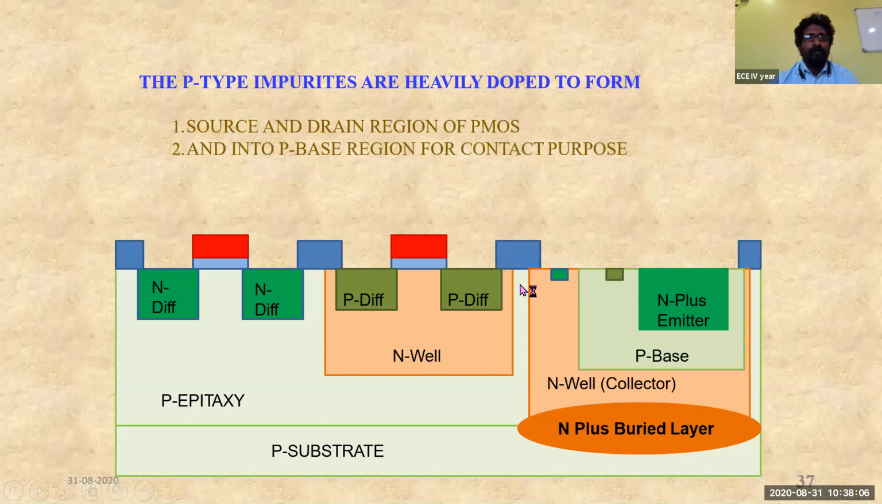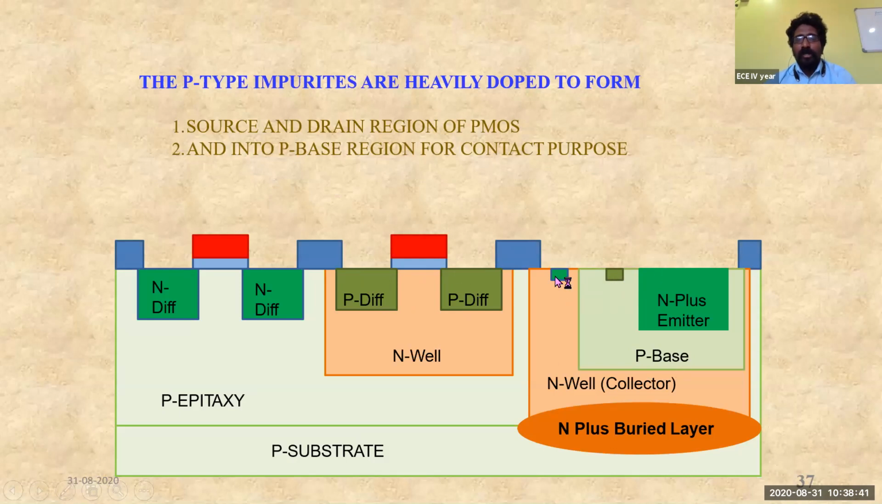The next one. The P type of impurities have been doped here in order to form the terminals, that's the source and drain terminals of the PMOS. And the doping concentrations are same like whatever we have studied in CMOS technology. So the source and drain regions have been formed with the help of this P type of impurities. And again, the P type of impurities also been doped here, which will act as the P region for the contact purpose.